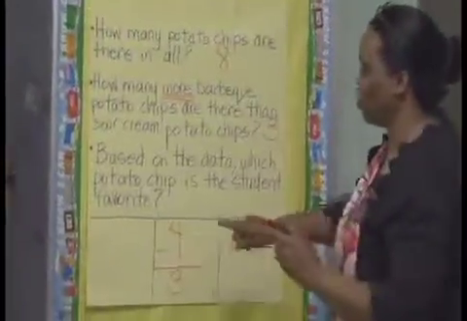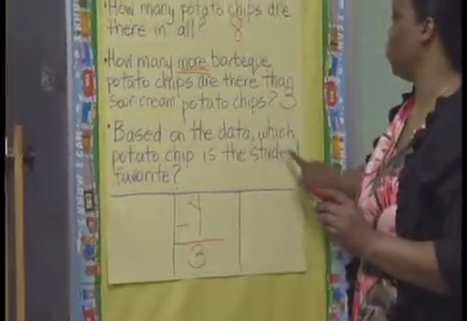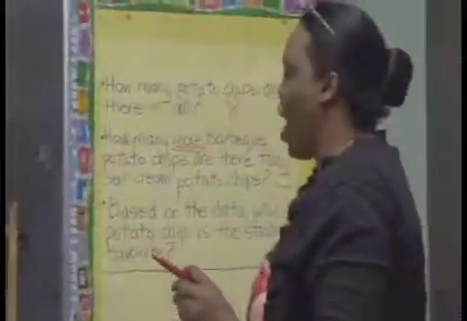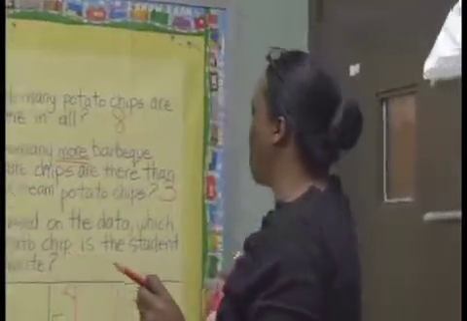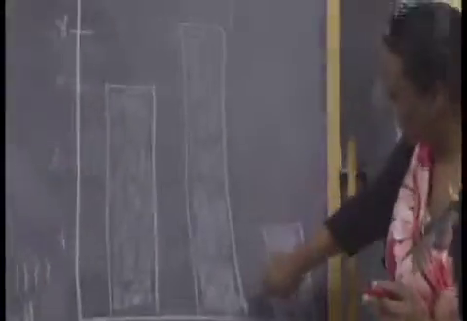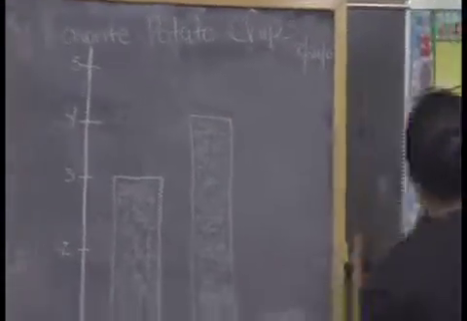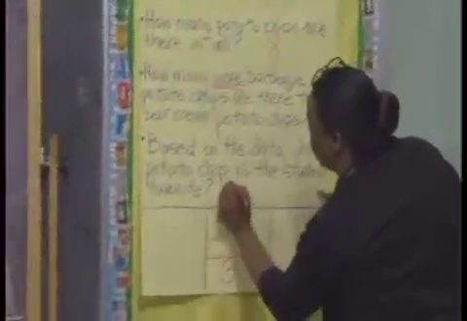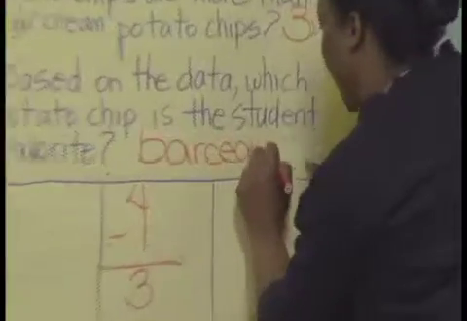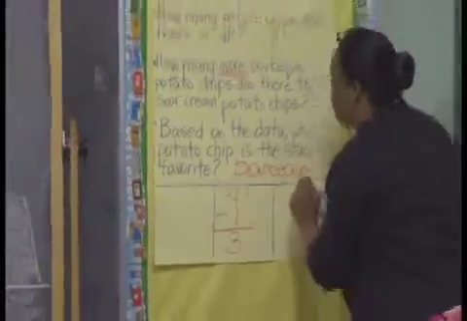And our last question is, based on the total data, which potato chip is the student favorite? How can we figure out which one is the favorite? It's barbecue because it's the most. It's barbecue because it is the most, right? It is the tallest, it's the most. So barbecue is the favorite. And that is 4. Okay, I should have written 4 here.